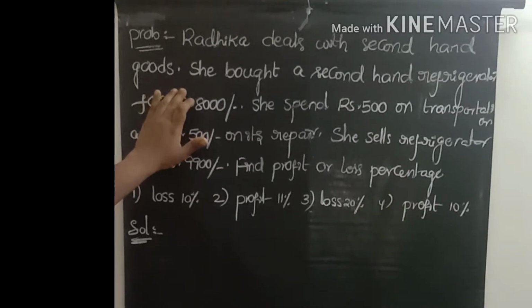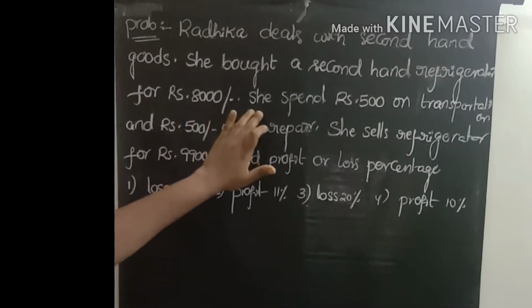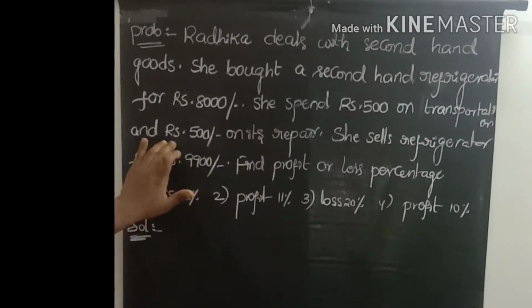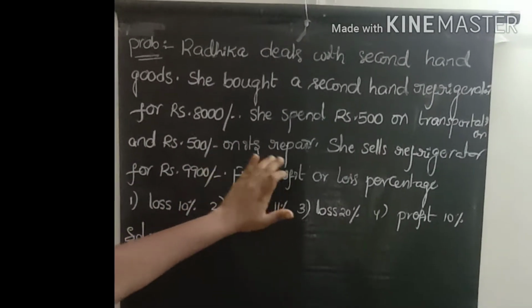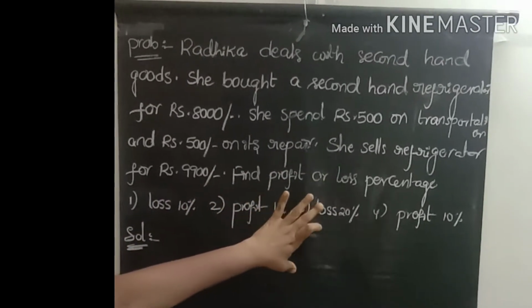Radhika deals with second-hand goods. She bought a second-hand refrigerator for 8,000 rupees. She spent 500 on transportation and 500 on its repair. She sells the refrigerator for 9,900. Then find the profit or loss percentage.